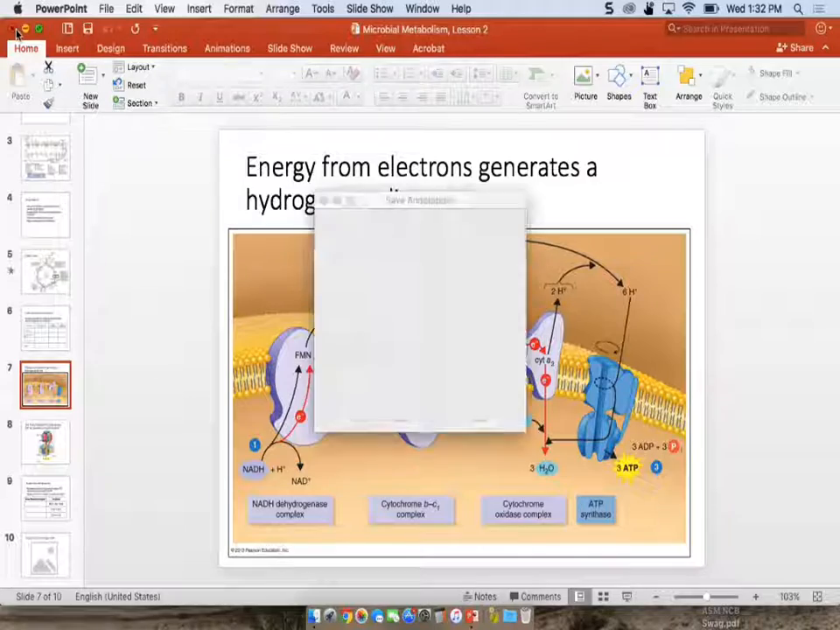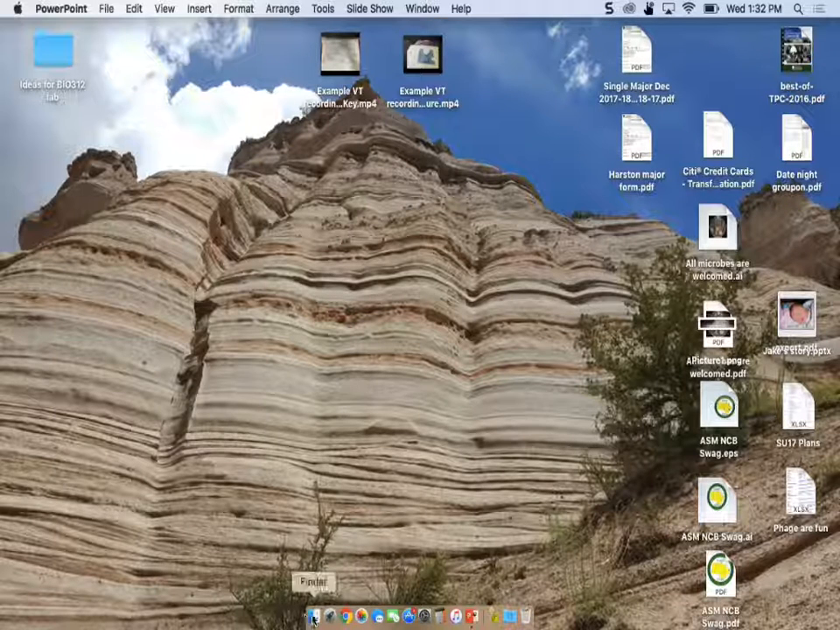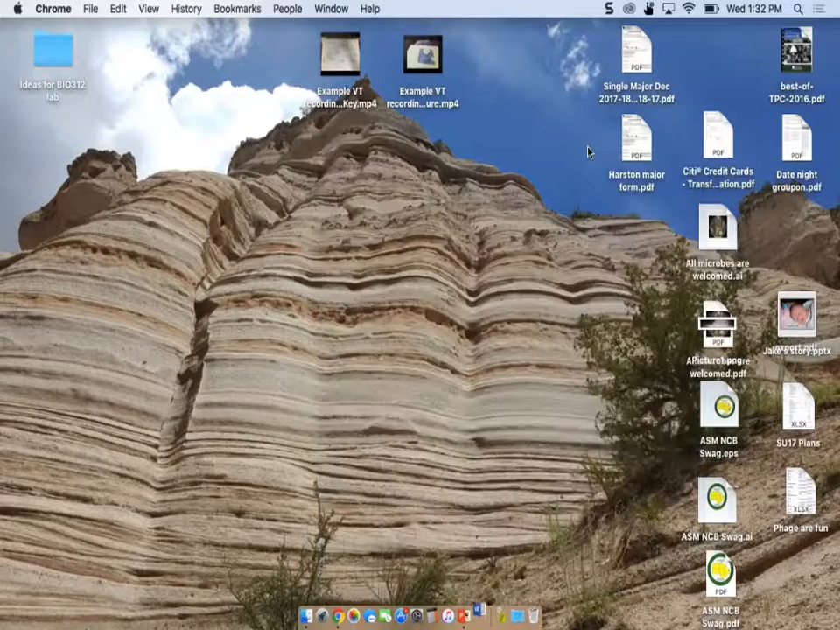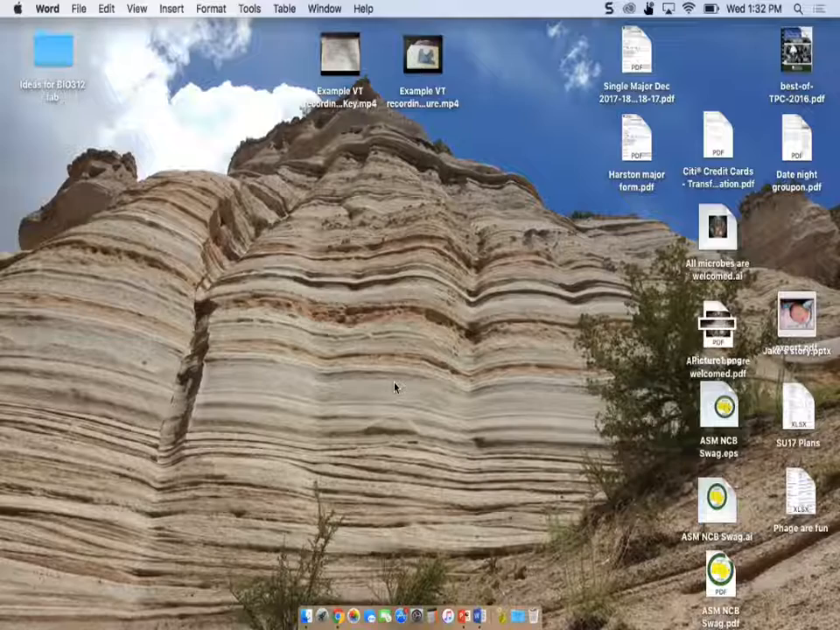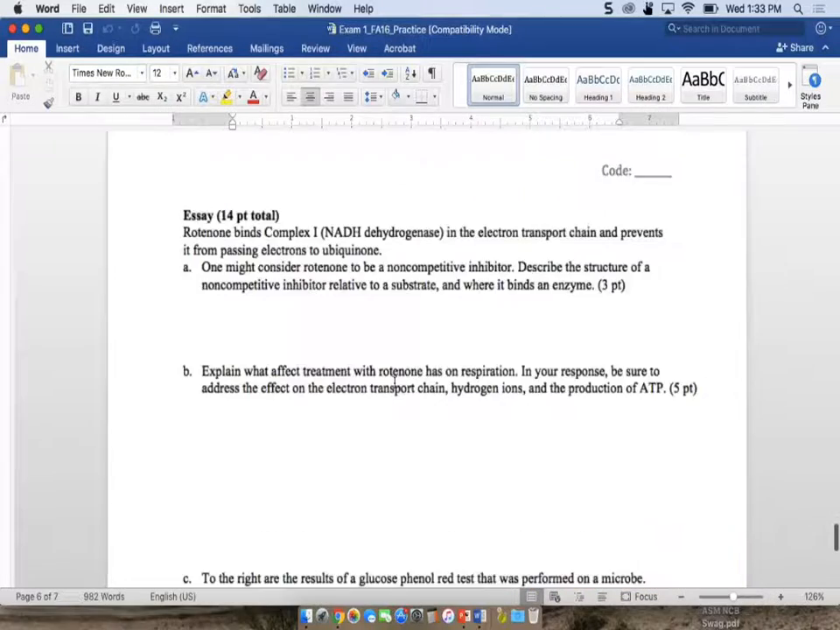I'm going to use an old test question for this practice. This one is focused on what happens if the electron transport chain gets messed up.